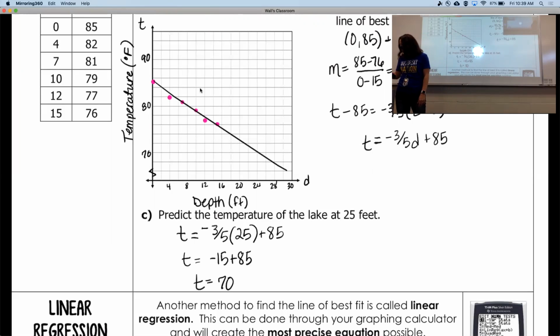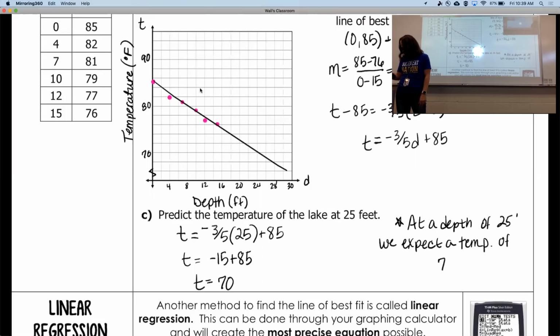So we're going to say at a depth of 25 feet, we expect a temperature of 70 degrees Fahrenheit. Okay, we're not saying it's for sure going to be 70. We're just saying that's a good guess as to what we might find.